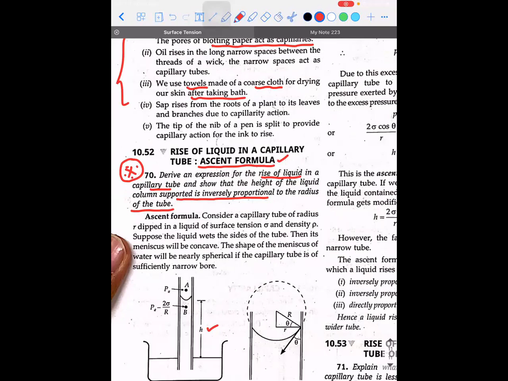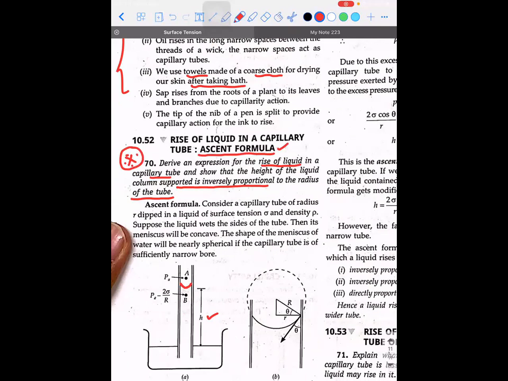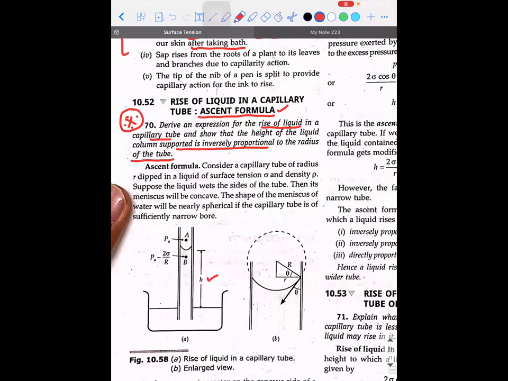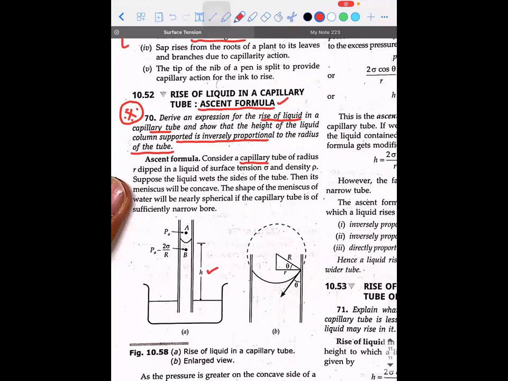Okay. So we are trying to derive it for liquids which form a concave meniscus. Concentrate. So consider a capillary tube of radius r, which is dipped in a liquid of surface tension T and density rho. Suppose the liquid wets the sides of the tube, then it is going to form a concave meniscus at the top.